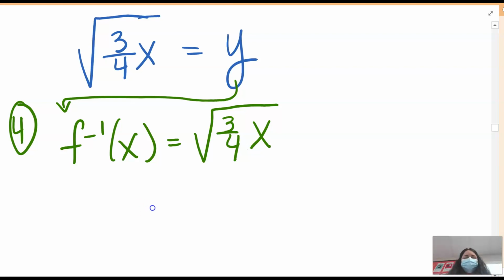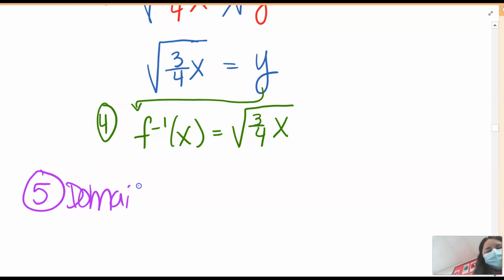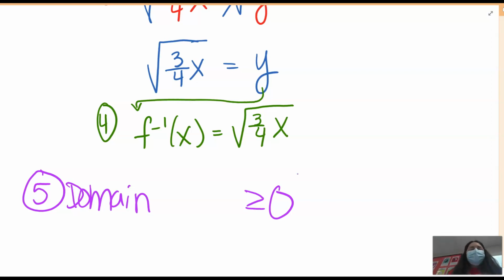Do I need to do step 5? Do I need a restricted domain? Yes, this is a square root, so I need to find the domain. And how do I find the domain? What do I make greater than or equal to 0? Everything under the square root. So this whole thing is under the square root. So you make that whole thing greater than or equal to 0.